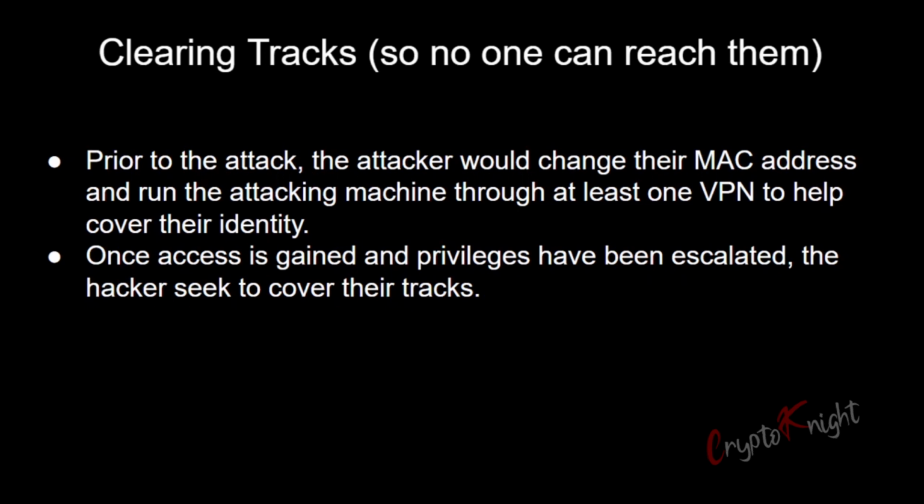Prior to the attack, the attackers would change their MAC address and run the attacking machine through at least one VPN to help cover their identity. Basically, this point talks about MAC spoofing and IP spoofing. So we are changing our IP addresses and our MAC addresses so that it is very difficult to trace the hacker back and find from where the attacks were launched.